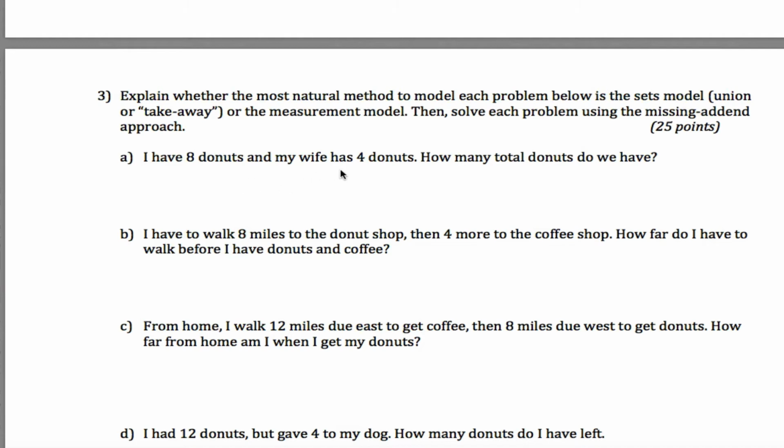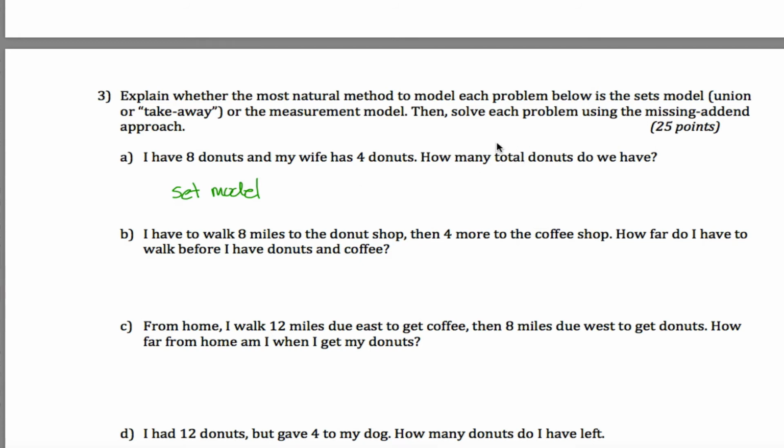So I have 8 donuts and my wife has 4 donuts. How many total donuts do we have? This sounds like set model to me. I'm just going to write set model. I'll let you explain why. I'll talk about why so I don't have to write too much. Set model because you have objects here, right? You have 8 donuts and 4 more donuts. So when you're modeling objects like that, it makes a lot of sense to draw out 8 donuts, draw out 4 more donuts, mash them all together. You got 12. So 8 plus 4 equals 12.